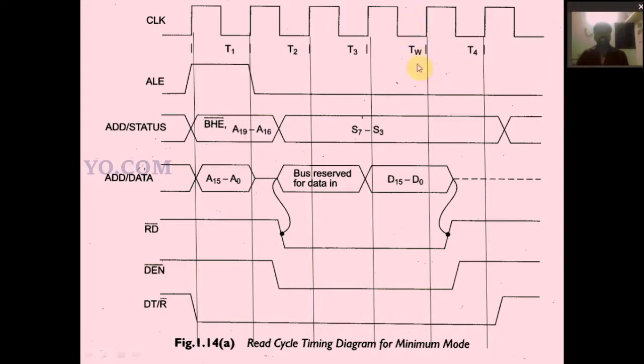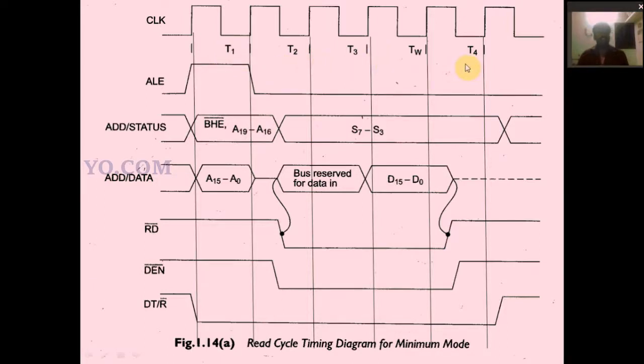The wait state is mainly used to support slower devices. If some device is slower than the microprocessor, then the microprocessor waits for that particular device's response. If the particular device is ready, then it will respond. So the wait state is mainly used for slow speed devices. Here T1 is the first T state, T2 is the second, T3 the third, and the fourth one is T4.